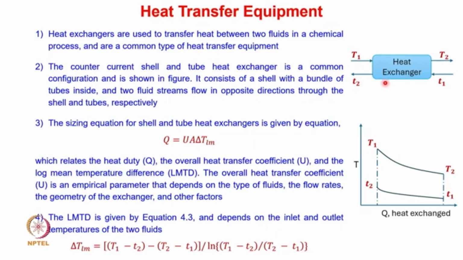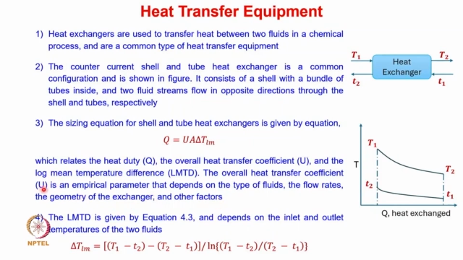So the typical expression used for calculation here is the heat transfer Q, given as U A delta T LMTD, where U is nothing but the overall heat transfer coefficient, A is the heat transfer area, and delta T LMTD is nothing but the log mean temperature difference. In this case, you can see that this overall heat transfer coefficient is an empirical parameter that depends on the type of fluid, the flow rates, the geometry of the exchanger, and other factors.